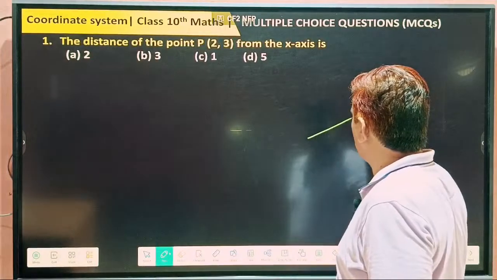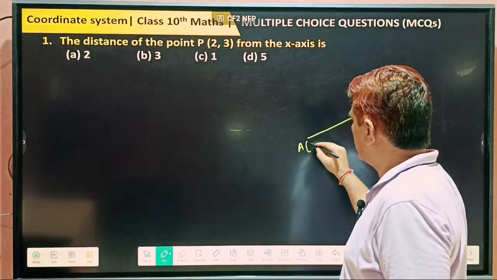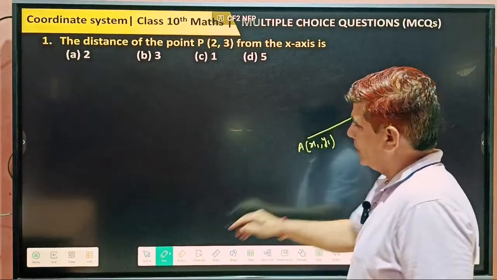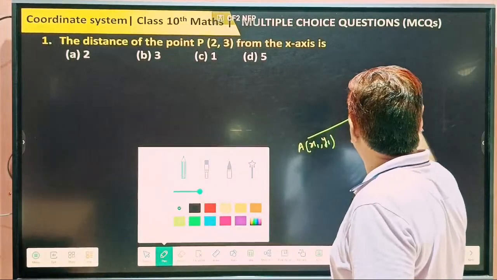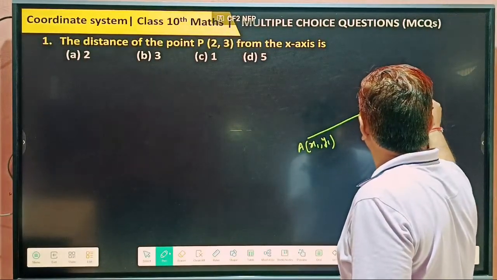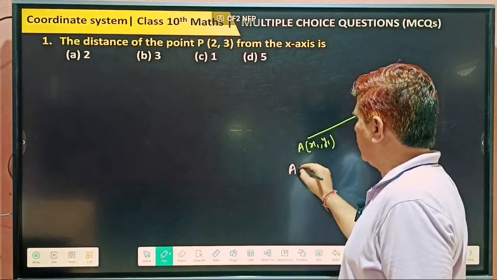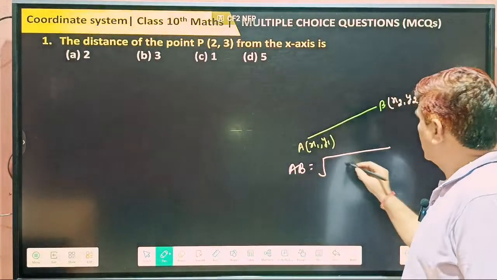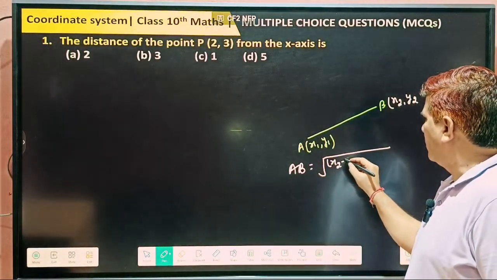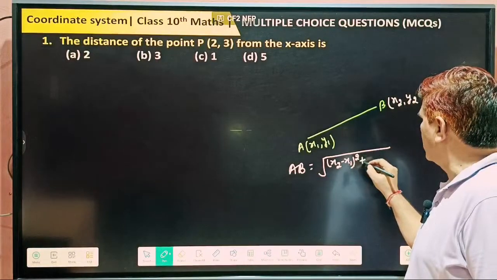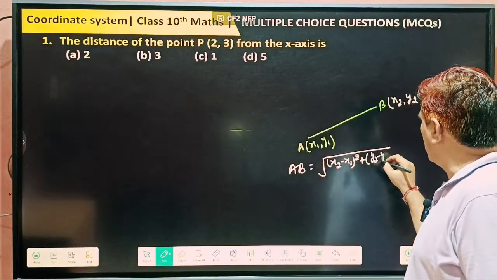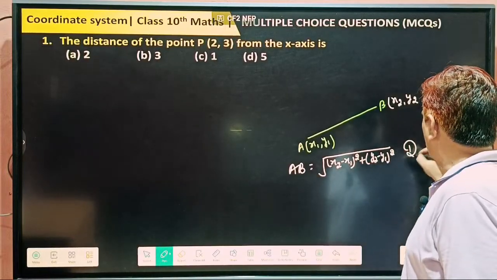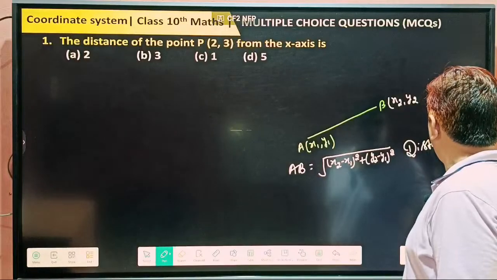If we have a line segment, this is A whose coordinates are x1 and y1, and this is the point B whose coordinates are x2, y2, then the distance between AB is equal to the square root of (x2 minus x1) whole squared plus (y2 minus y1) whole squared. This is called the distance formula. What is its name? Distance formula.